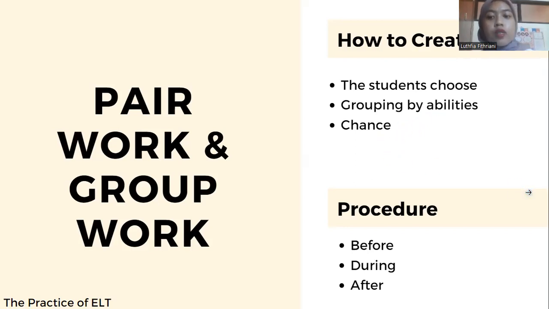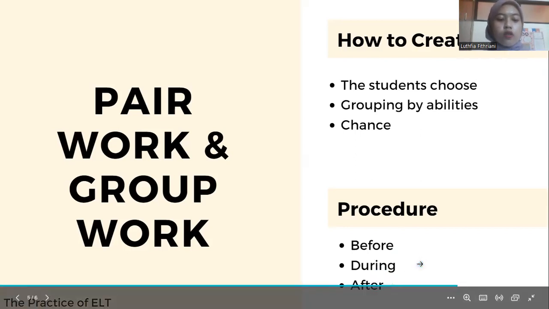Then what are the procedures of pair work or group work? The procedure is divided into three stages. The first is before. In this stage, the teacher should give clear instructions to the students about what they have to do in a group or in pair work.